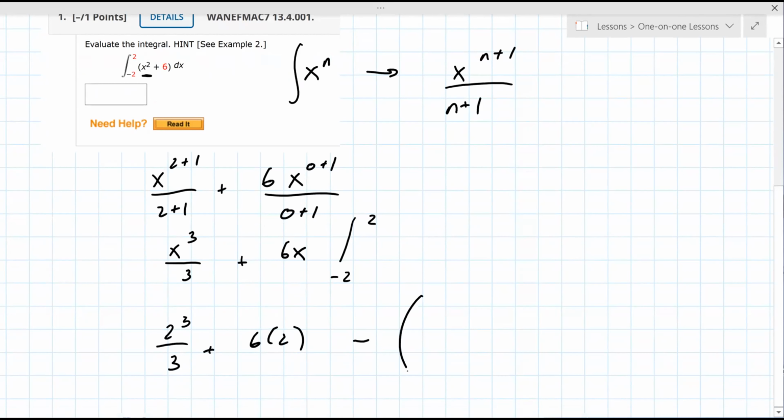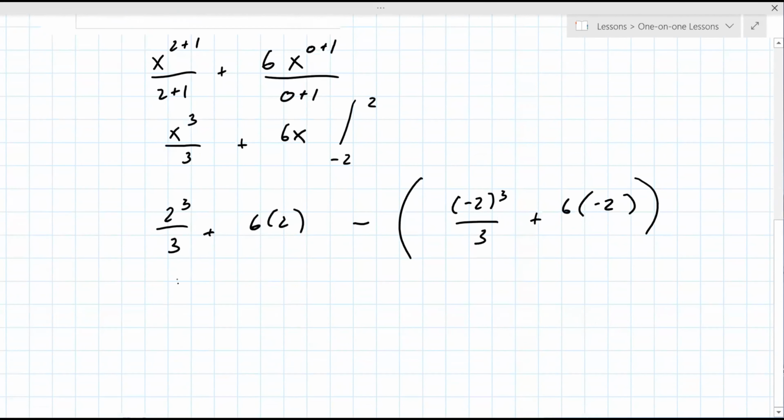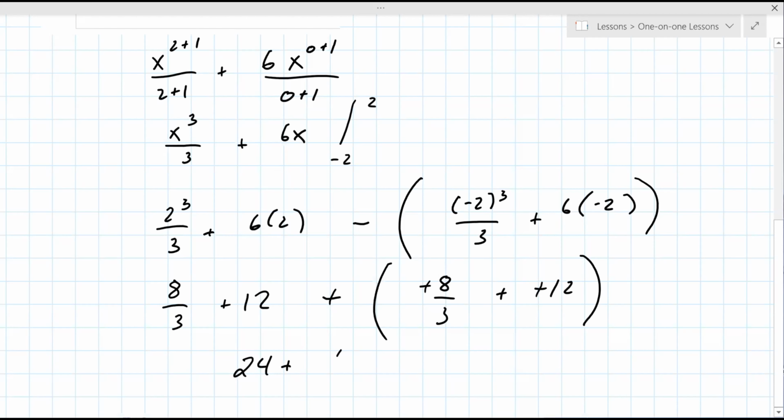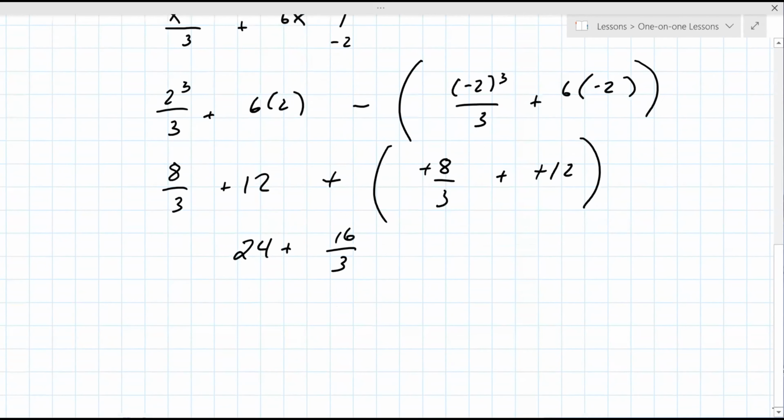And you subtract, and now you have to put negative 2 into this again. So it's negative 2 cubed over 3 plus 6 times negative 2. And now it's just a matter of getting these numbers. So it's 8 over 3 plus 12 minus, we'll leave that in parentheses, minus 8 thirds plus negative 12. When you distribute the negative, those all become positive. So you get 24 plus 16 over 3. And then 24 is really 72 over 3 plus 16 over 3. So you end up getting 88 over 3.